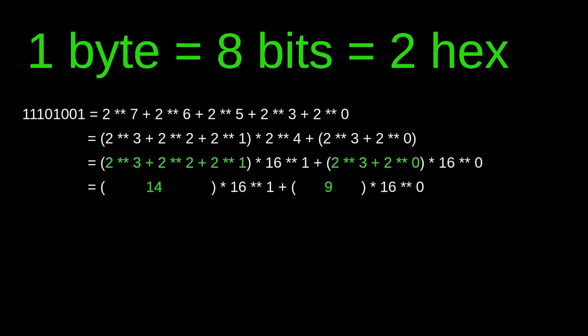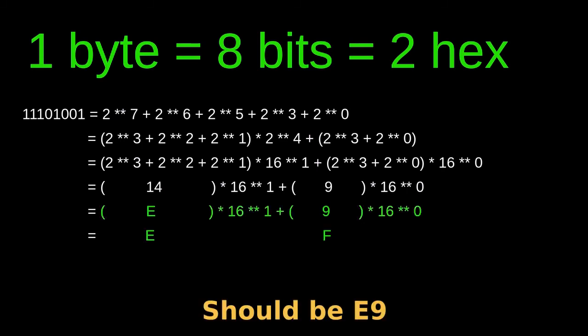We evaluate the expressions inside the parentheses, and it gives us 14 and 15. In hexadecimal notation, 14 is equal to E, and 15 is equal to F. Since we're in base 16 now, we can just simply write E and F. So this gives us 0xEF. And that was an example that a sequence of 1 byte can be represented into hexadecimal characters.